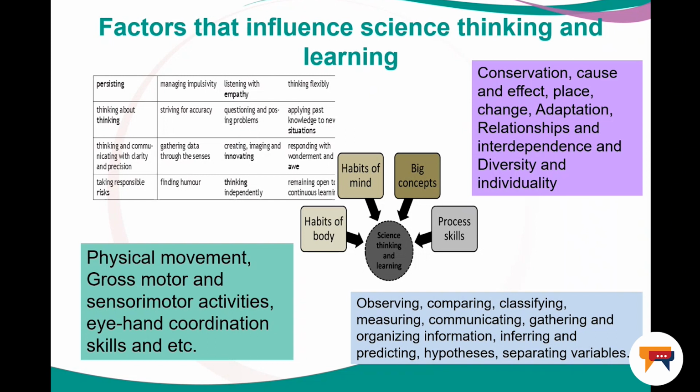Habits of mind. We need to ensure that they are able to strive for accuracy, listen with empathy, maybe to a story, think flexibly with problem solving, apply past knowledge to new situations, and remain open to continuous learning. And we want them to think independently, find humor in things, take responsible risks, and think and communicate with clarity. So this is all a very important process in the learning of science.